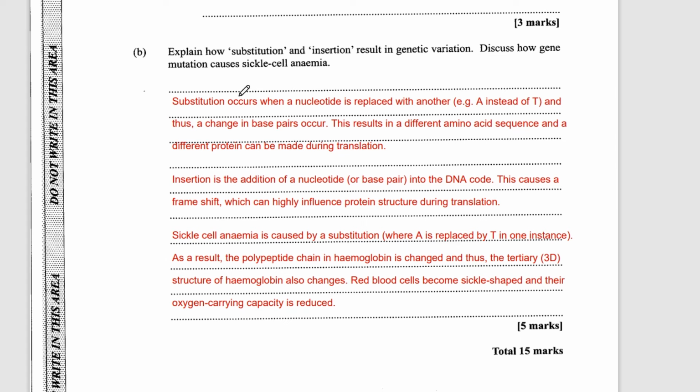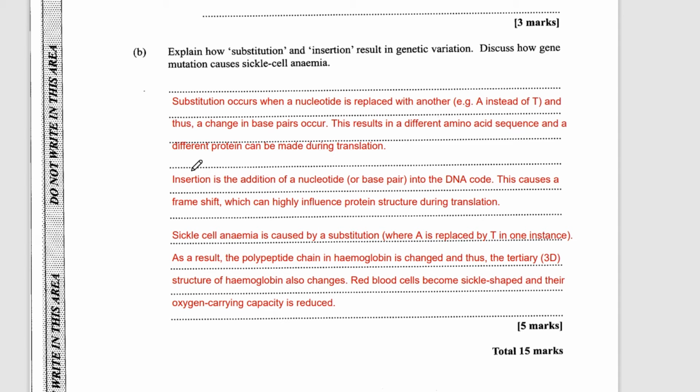So substitution occurs when a nucleotide is replaced with another, like A instead of T, for example, or C instead of G. And thus a change in base pairs occurs. This results in a different amino acid sequence, and a different protein can be made. So not always, but most likely.